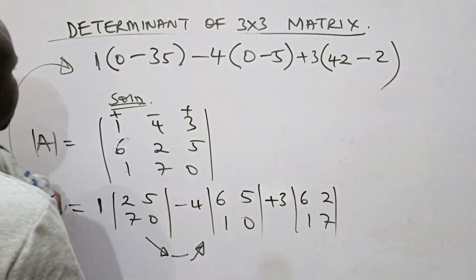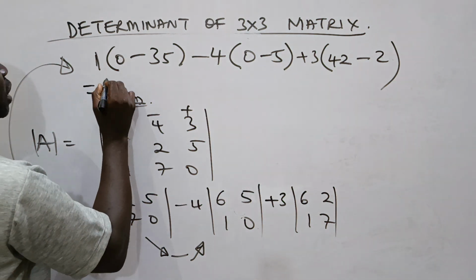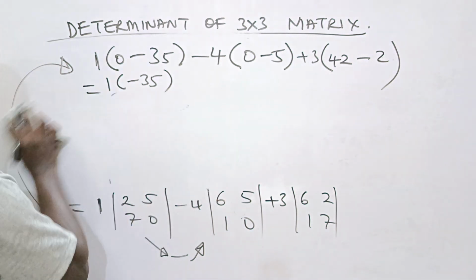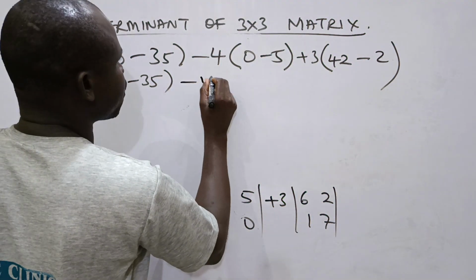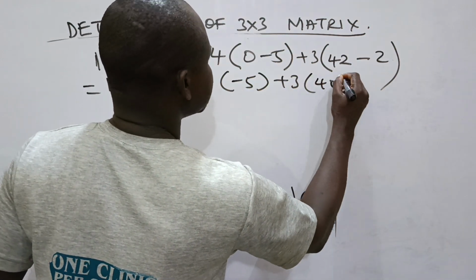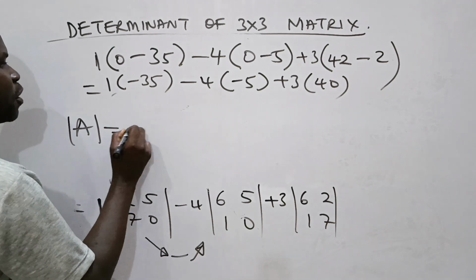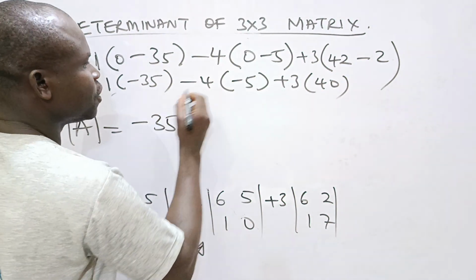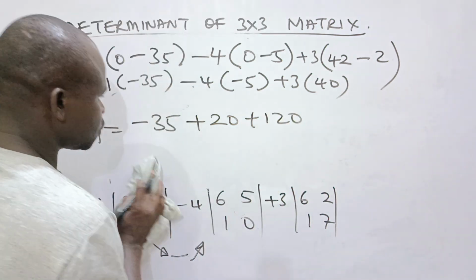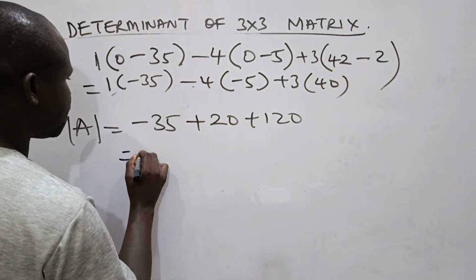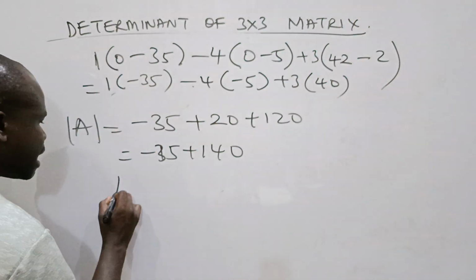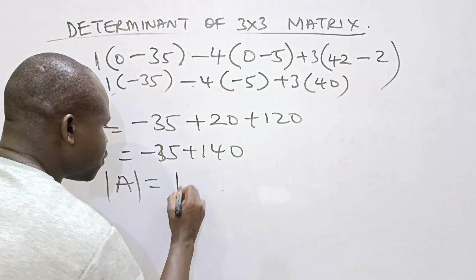From this point, this will be equal to 1 into bracket minus 35, because 0 minus 35 is minus 35. Then we have minus 4 into bracket 0 minus 5, that's minus 5. Then plus 3 into bracket 40. Then the determinant of A will be equal to 1 times minus 35, that's minus 35. Minus times minus is plus, 4 times 5, 20. Then plus 120. So here we have minus 35 plus 140. That's 140 minus 35, so the determinant of A, as we have on the board, is 105.